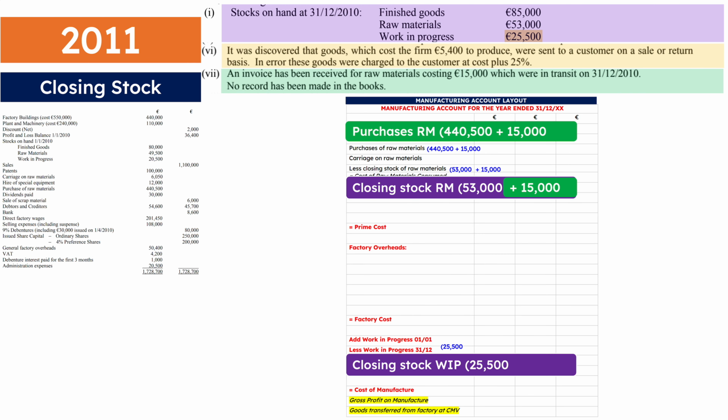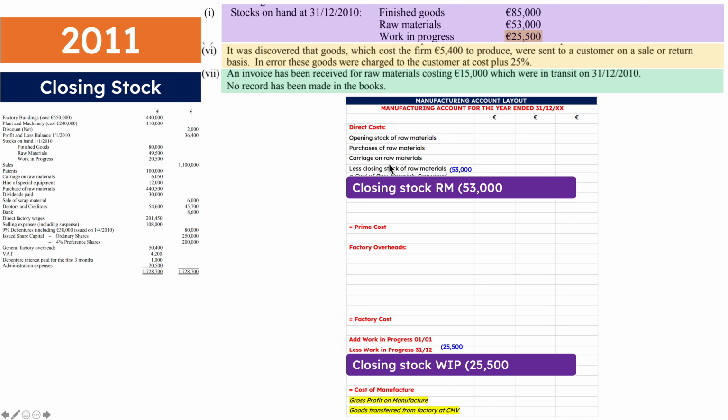Then, third one. An invoice has been received for raw materials costing 15,000, which were in transit on the 31st of 12th 2010. No record has been made in the books. All right, so invoice for raw materials. Who do you get an invoice from? You get an invoice from your creditors because you have made a credit purchase from them. So an invoice is a credit document and we've received it from a creditor.